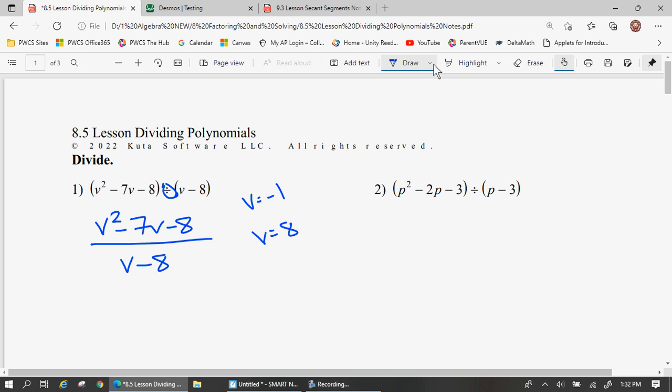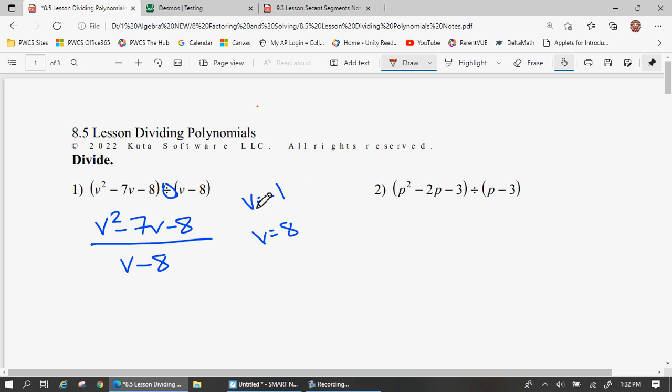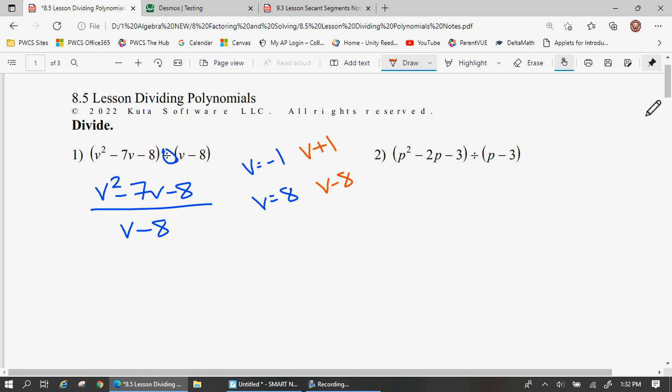From what we've been doing now for a little while with our factors, we know that we need to move that over, and that becomes v plus 1. Move this over, and it becomes v minus 8. And those are our two factors for the top quadratic expression. So I'm going to rewrite this as the two factors, v plus 1, v minus 8. And on the bottom, we have v minus 8.